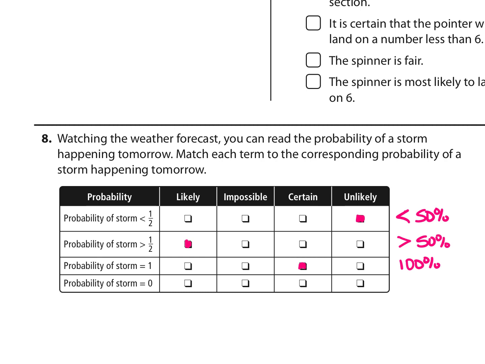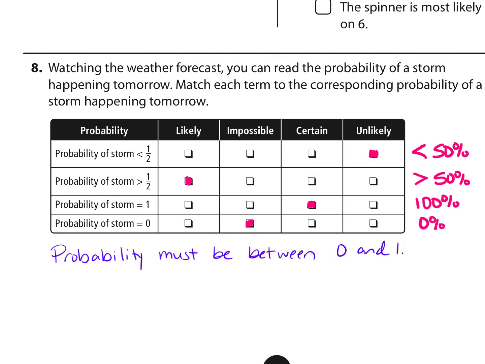The last one is the probability of a storm is 0. 0 is the same as 0%. This means it can't happen. It is impossible. I want to add one note. Probability must be a number between 0 and 1. It can't be negative. It can't be greater than 1. It is always going to be between 0 and 1 when written in decimal form.